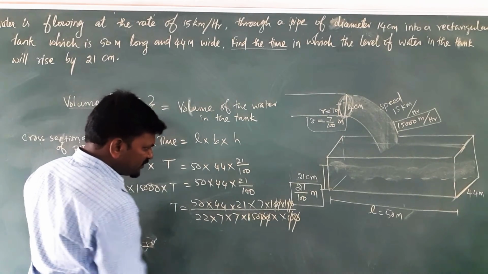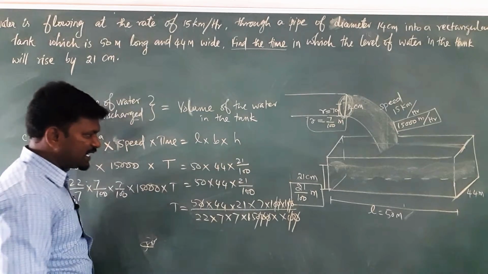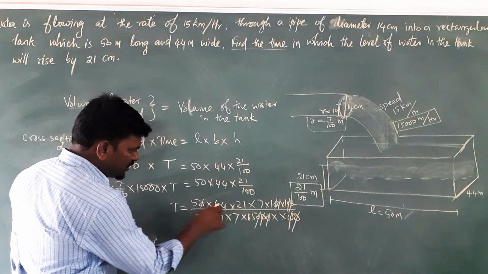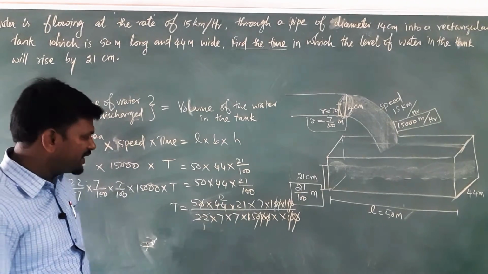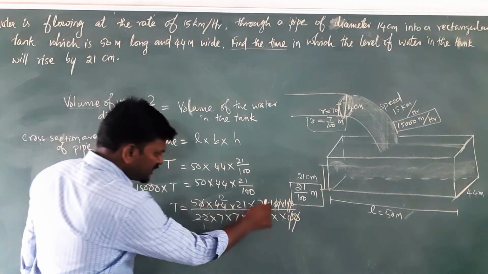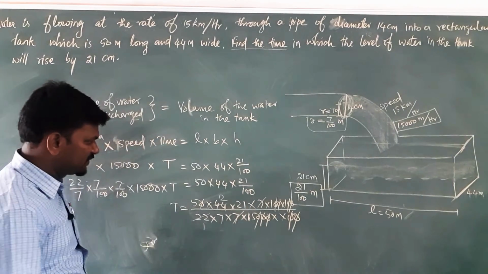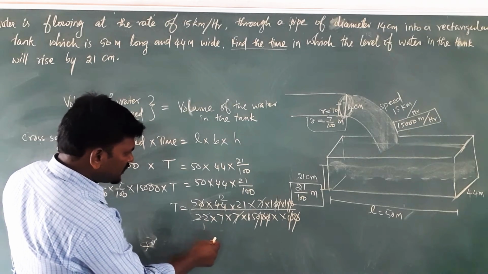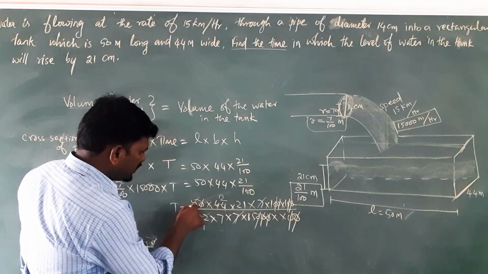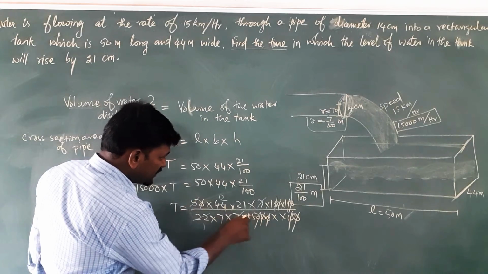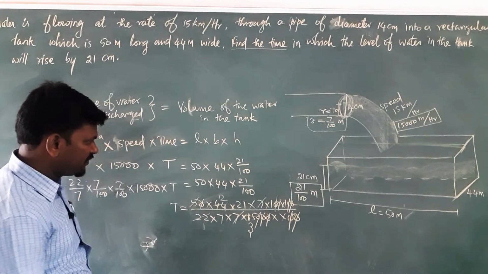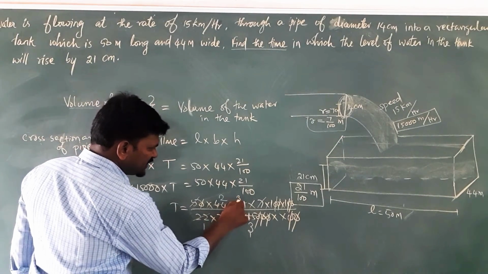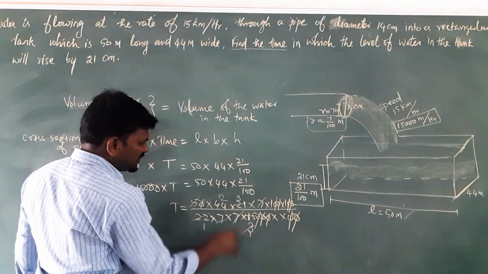Then anything else is there? This 0 we can cancel. Then 1 22 is 22, 2 22s are 44. Then anything else? 7 can be cancelled. Then 1 3 is 3, 1 5 is 5, 3 5s are 15. So then 1 7 is 7, 3 7s are 21. This 3 will be cancelled.